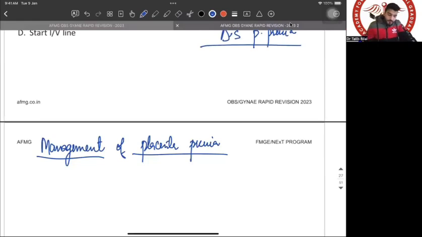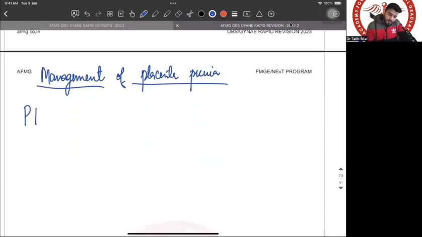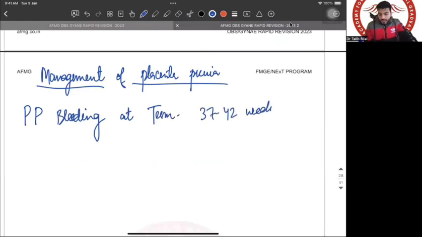It's different preterm and different at term. If there is placenta previa bleeding at 37 weeks, bleeding at term. What do I mean by term, guys? 37 to 42 weeks. Any patient having a diagnosis of placenta previa at term, your answer will be cesarean section. Okay, guys, your answer will be cesarean section.